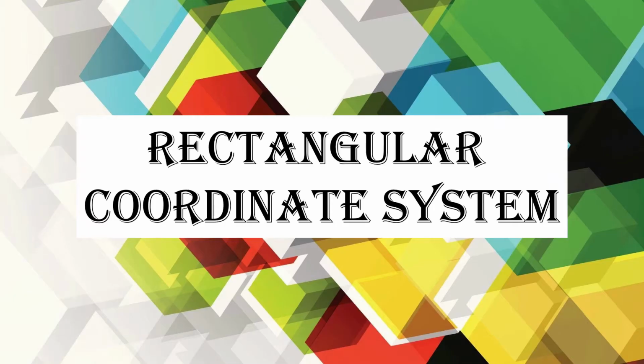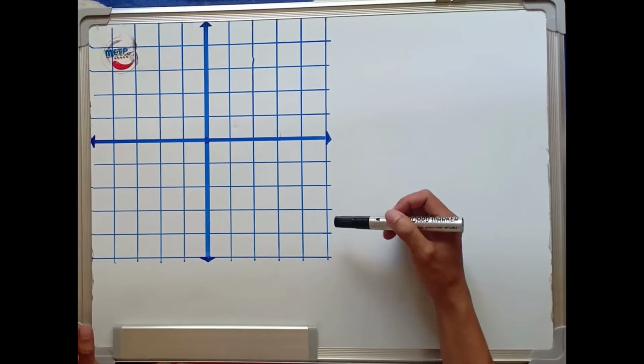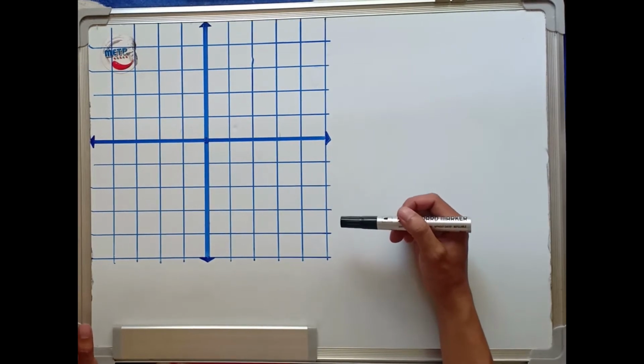Rectangular coordinate system, or we can also call this as Cartesian coordinate plane. This is used to determine the relationship of quantities. René Descartes is a French mathematician and a philosopher. He is the main inspiration for the development of the coordinate system. What you see on this table is an example of a Cartesian plane.